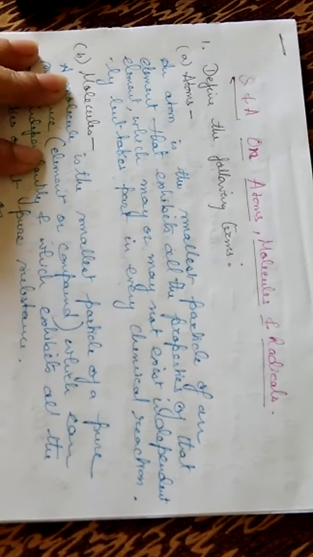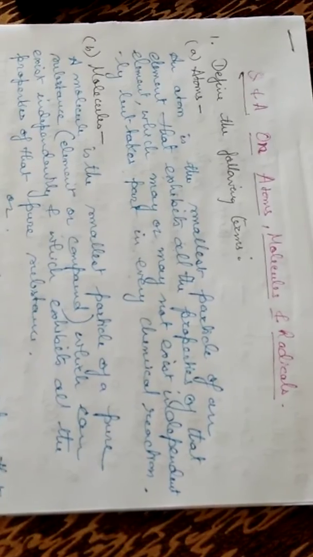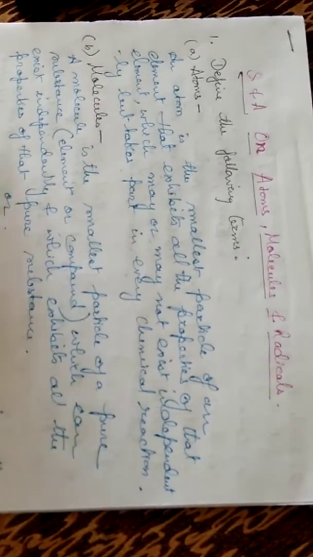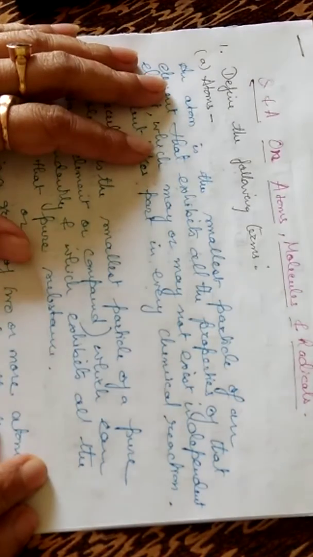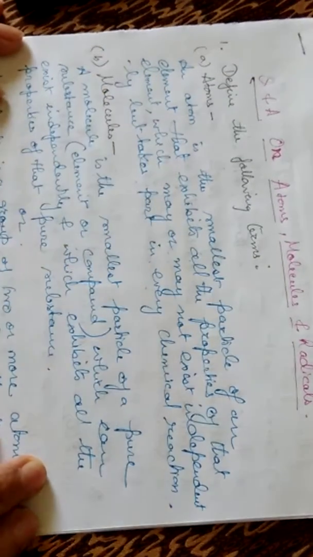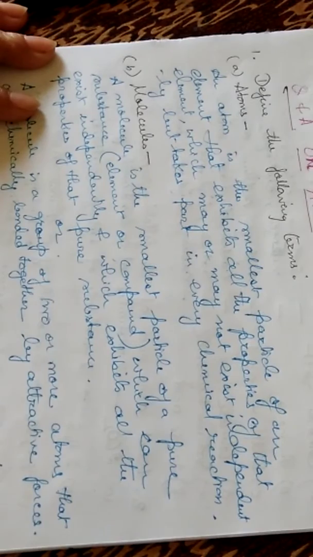Starting the question answer section on atoms, molecules and radicals. It's a chemistry chapter according to ICSE syllabus class 7. In my previous video I finished the text portion. Now I'm going to start with the question answer section. So first is define the following terms. First is atoms. What are atoms?